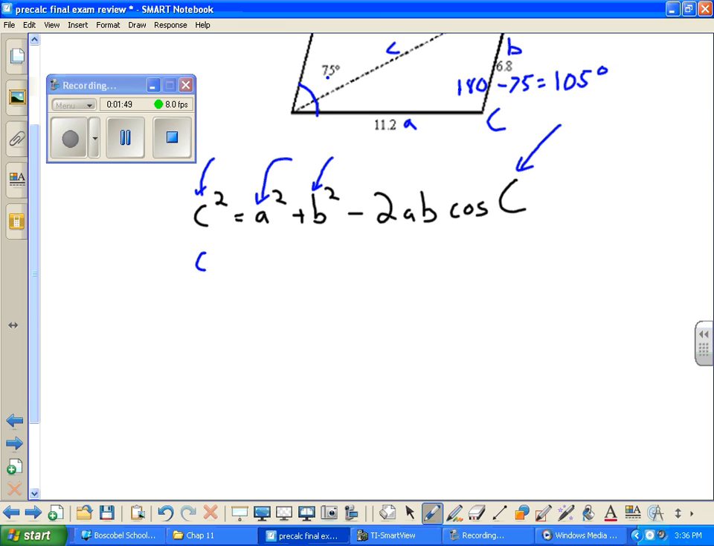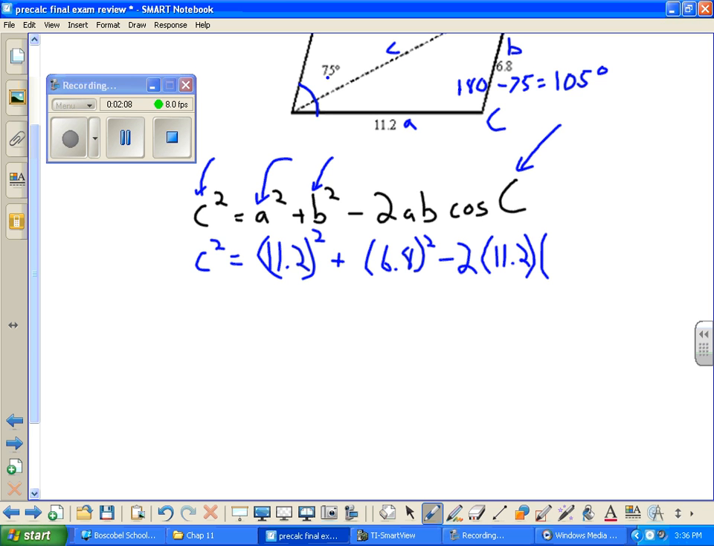Okay? So now at this point, all that's left is to plug in. So c squared is equal to a squared, with a being 11.2, squared, plus b squared, which is 6.8, squared, minus 2 times a, which is 11.2, times b, which is 6.8, times cosine of c, which is 105 degrees. At this point, it's just a matter of evaluating the expression.